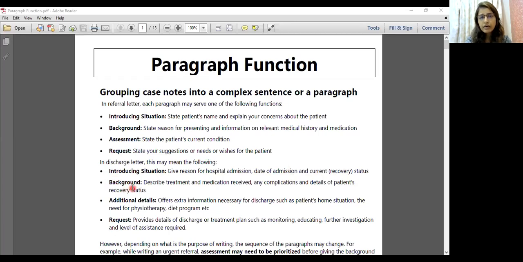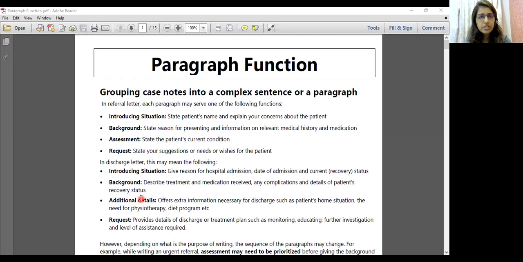Then the background paragraph here, rather than including the background medical history, it would include the treatment and the medication that the patient has received in the hospital, if the patient suffered from any complications, or if they have received any specific medications, or how was their overall recovery. That would become your background paragraph. Basically, when you will be describing their stay in the hospital, okay, only the abnormal things you'll be writing, that particular paragraph will serve as the background paragraph.